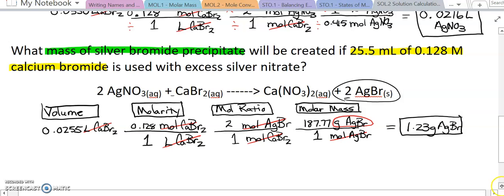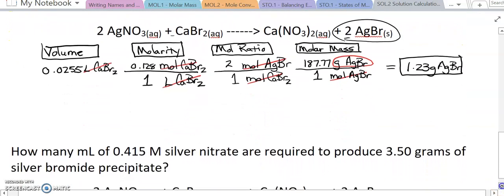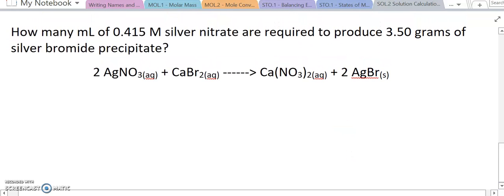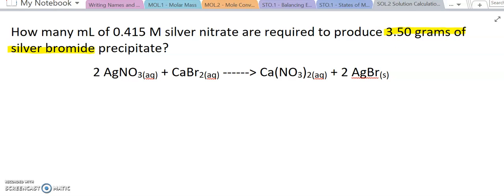So let's take a look at one more problem. And this one, I am not going to start with a solution. And this time, I'm given a mass in grams. And I'm supposed to use that to find out how much of a reactant I'm going to start with. So how many milliliters of 0.415 molar silver nitrate are required to produce 3.50 grams of silver bromide precipitate?